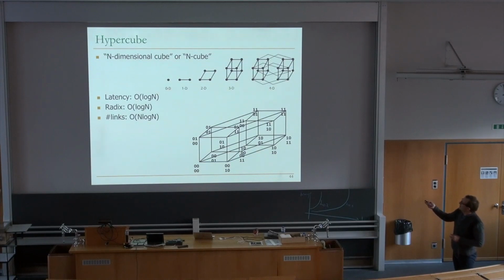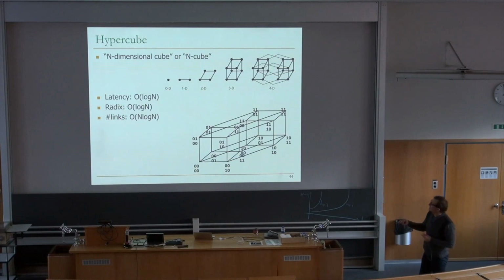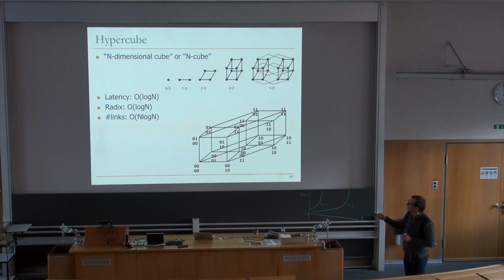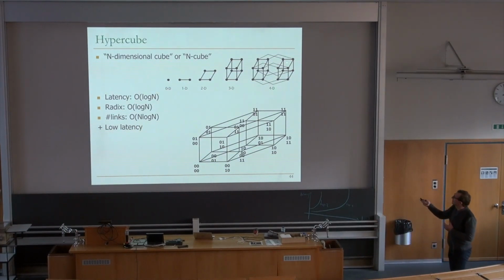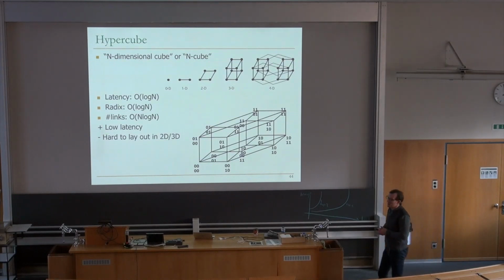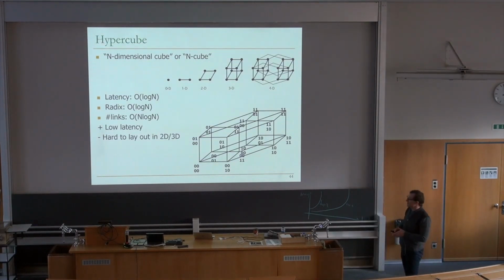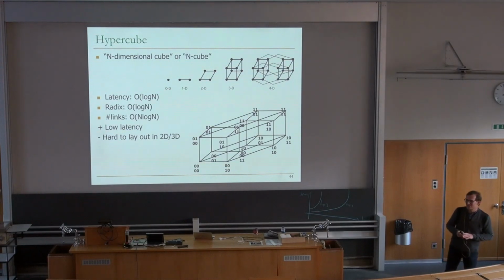Essentially, this is a cube and this is a 4-dimensional cube. The latency that you have here is O(log n), which is beautiful. Radix is O(log n), and the number of links is O(n log n). You can study this yourself. The big upside is low latency because you have a lot of connections. The downside is it's hard to lay out in 2 and 3 dimensions. This is one example of the fancy topologies, as I like to call them.